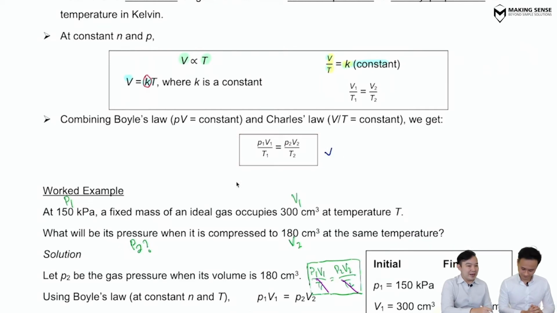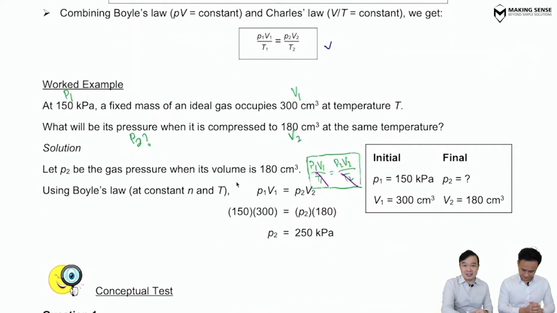Now, shall we take a look at the worked example to illustrate how we're going to apply this formula? Okay. So we're going to start off with a pressure of 150 kilopascals, and there's a volume over here, 300 cm cube. And what we're going to do is decide to change the volume to 180. We're going to compress it. Okay, so it's our V2 over here.